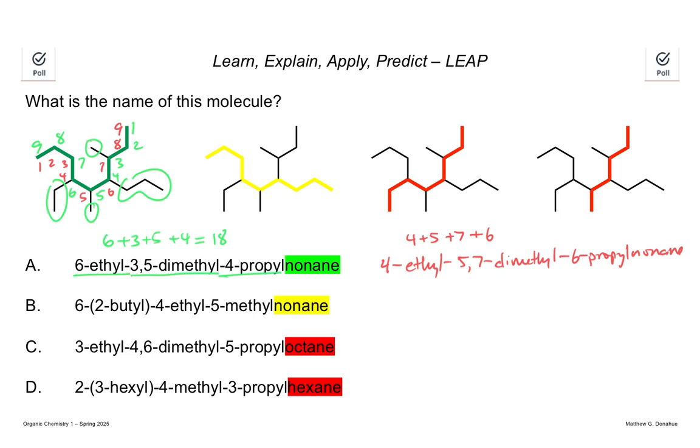So that gets us 22. The way in which you number that chain matters because the substituents have to get the lowest possible sum of their locations. The one in yellow, that's not correct.